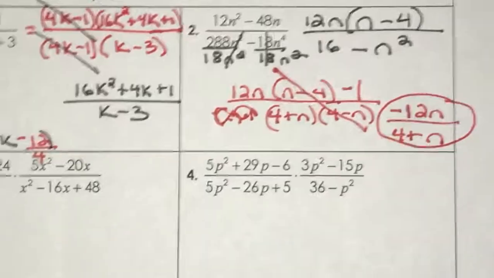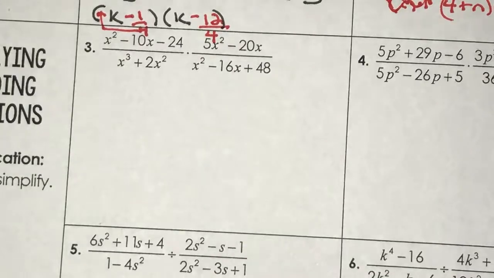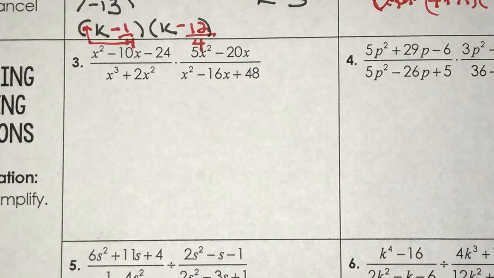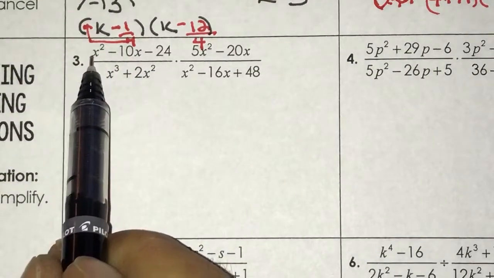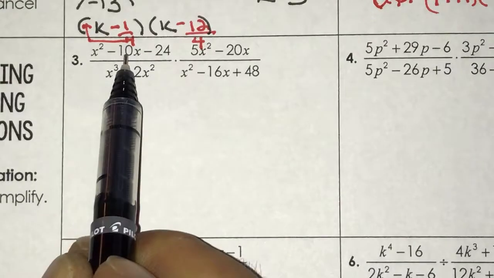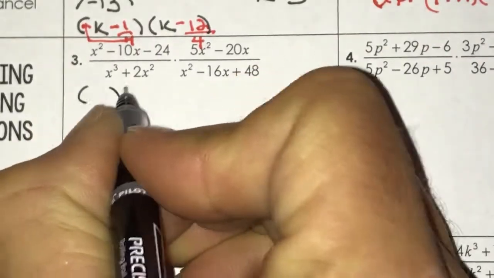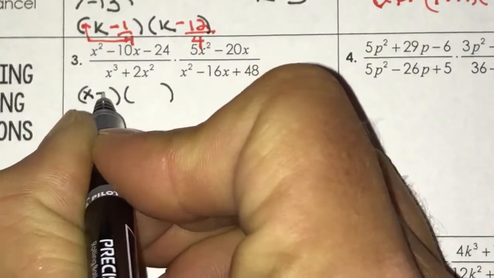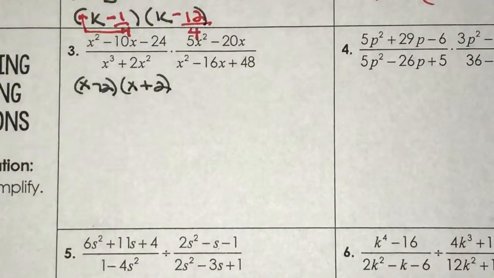Okay, let's do number 3. Now this is a multiplication problem, but you do not want to multiply until you have the whole thing simplified. So we're going to factor each part of the fractions. Now notice there's no number in front of the x squared. So what are factors of negative 24 that add up to negative 10? Close. They would add up to, but one's got to be positive, one's got to be negative. So it's negative 12 and positive 2.